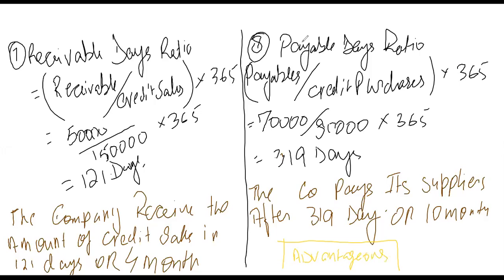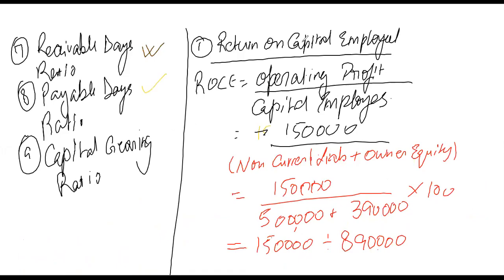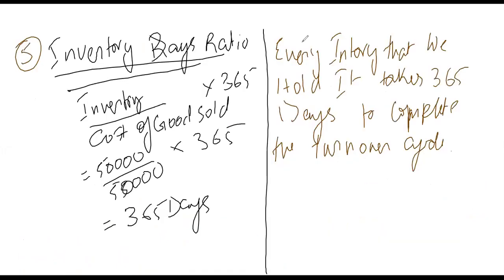So according to my understanding, the company is in the advantageous situation. Perfect. We have calculated up till now 8 different ratios. Now let me calculate the capital gearing ratio, the last ratio of this question, and then I'll be ending this class.